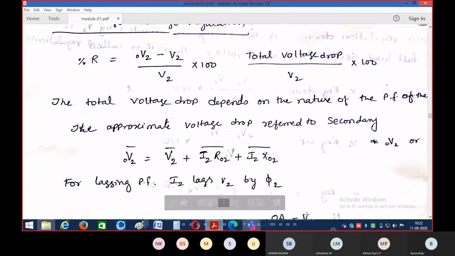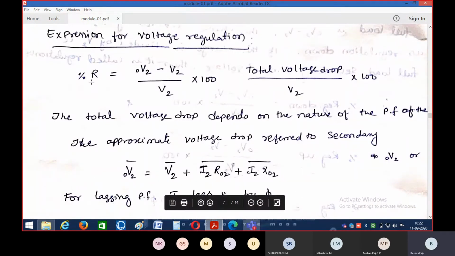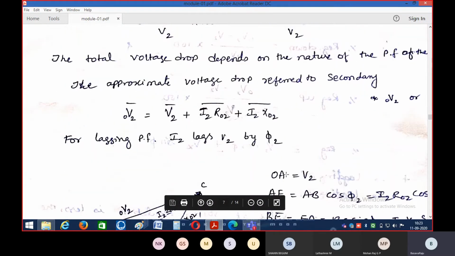So what is the percentage voltage regulation? V2 naught minus V2 divided by V2 into 100. This is the percentage voltage regulation we have taken. So it is nothing but the total voltage drop divided by V2 into 100. Now the total voltage drop depends upon the nature of the power factor, isn't it? So based on the type of power factor, the value of the voltage drop depends.